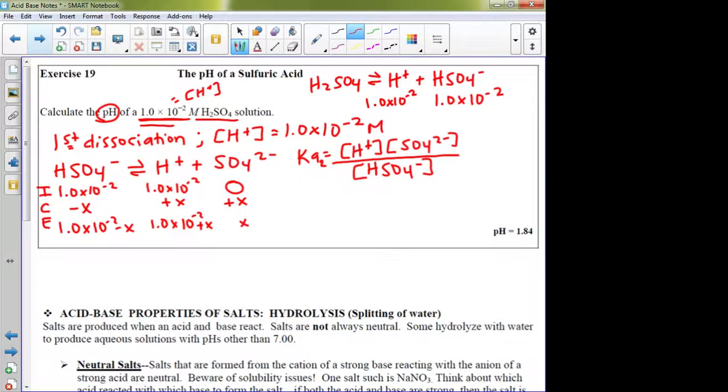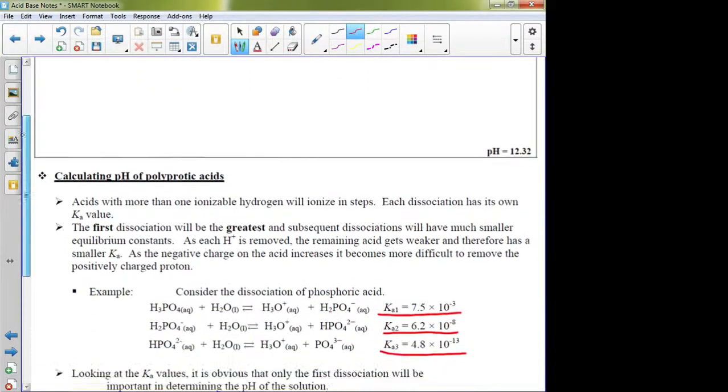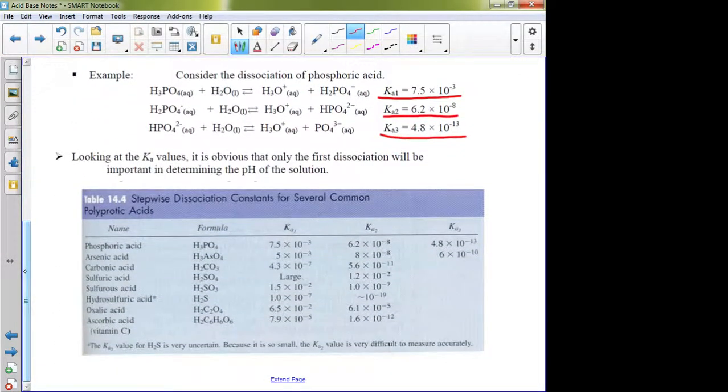And to get my Ka2, I'll come back to this page again, just so you know I'm not making up numbers. Here's my sulfuric acid. The Ka1, they just told me it's very what? Large. That's how I know it just completely dissociated the first time. And my Ka2 is 1.2 times 10 to the negative 2. Do we see this?